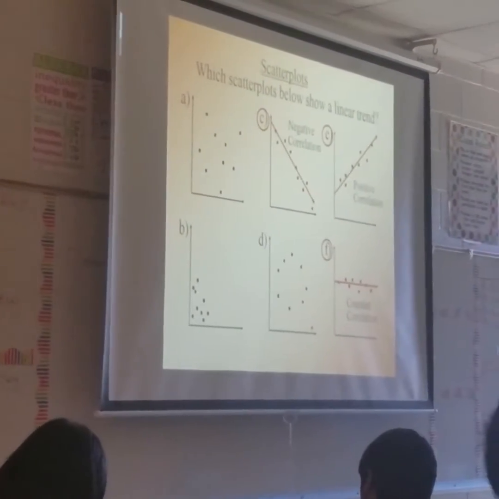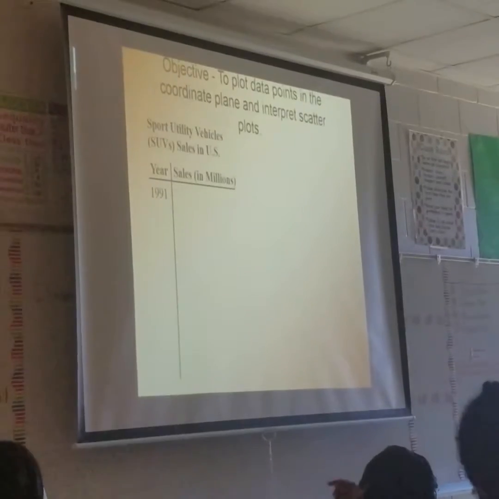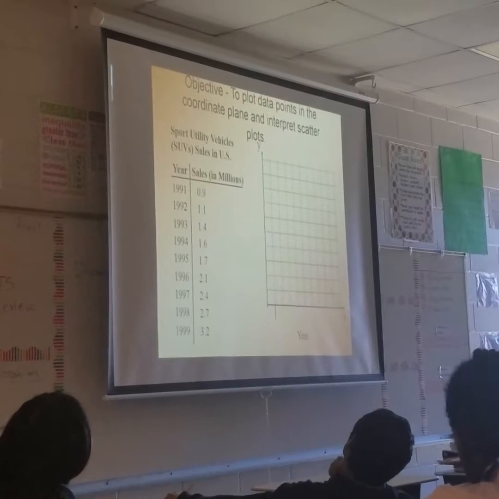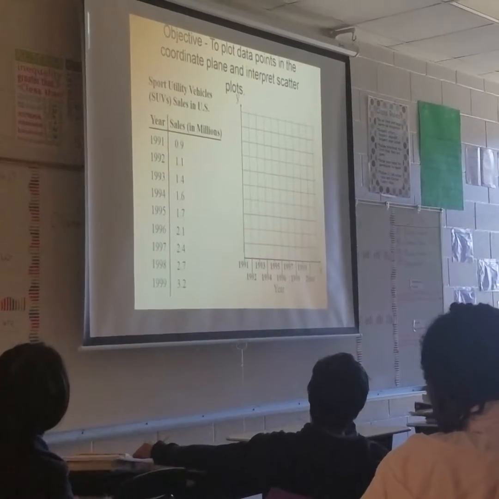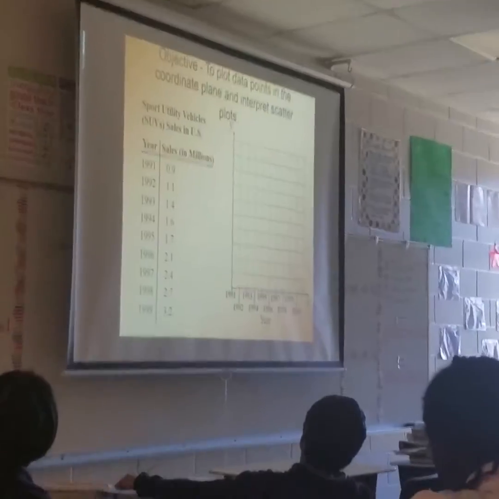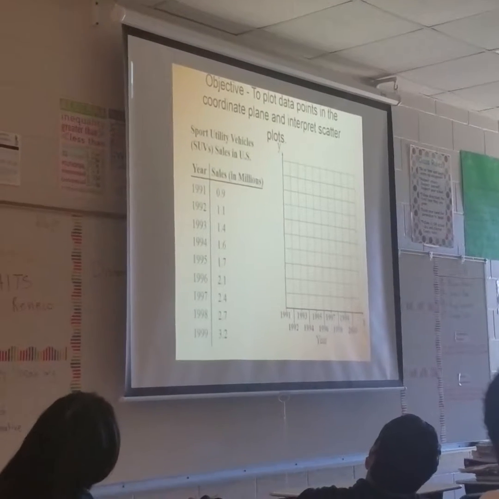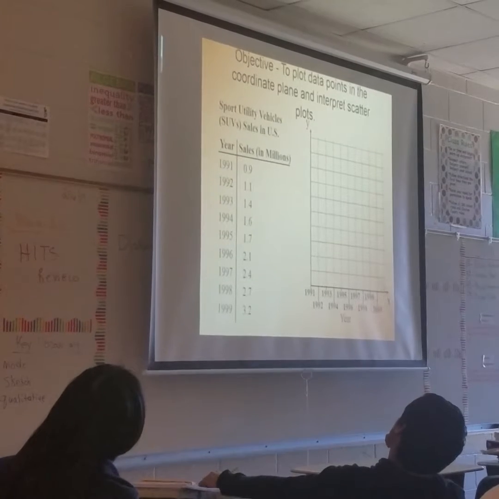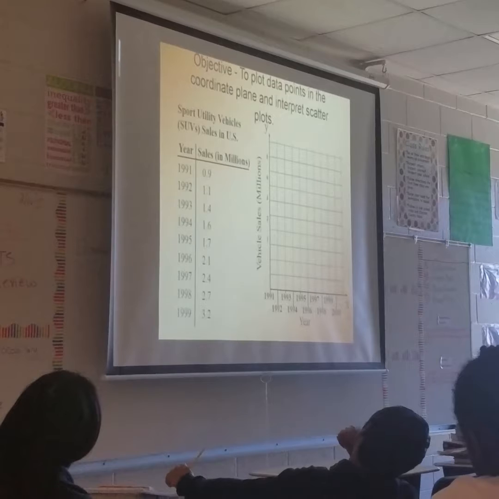Okay, questions on those three? Okay, so let's look at this table here. We're gonna compare the table up here. So remember we said a scatter plot is a graph of ordered pairs. So here we're gonna use the table on the left, the year of the SUVs versus the sales in millions on the right. Your years are gonna represent your X coordinates, and your sales in millions will represent your Y coordinates.